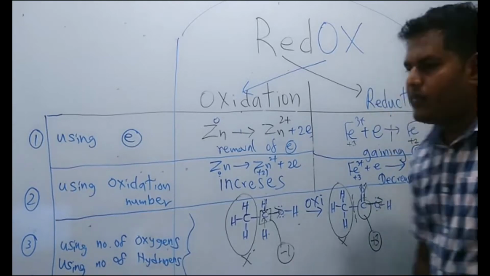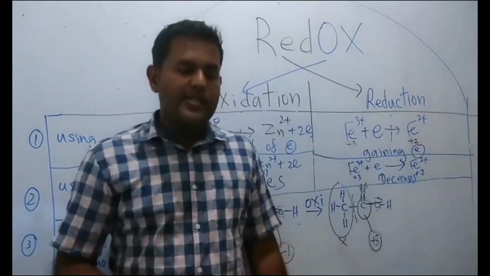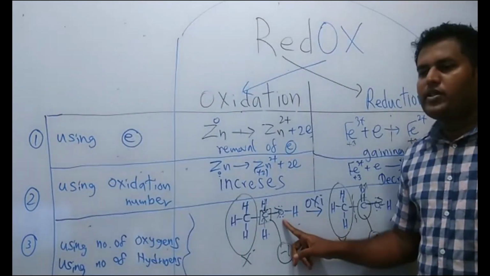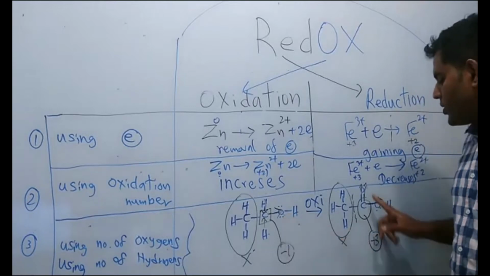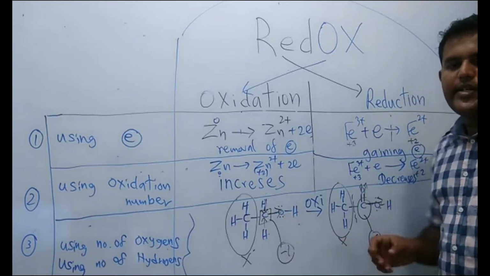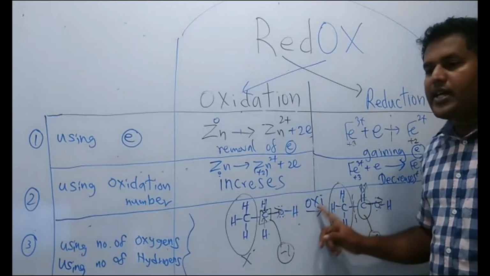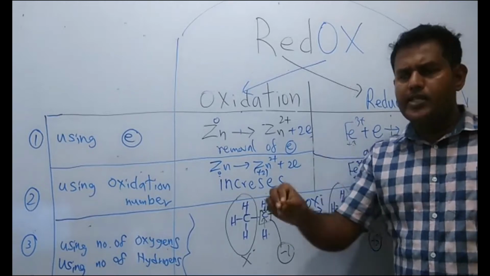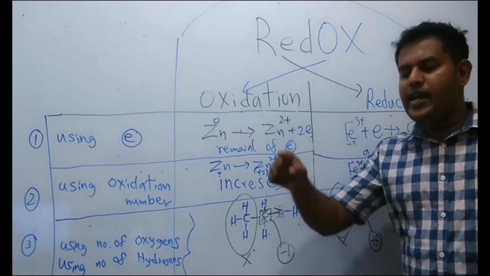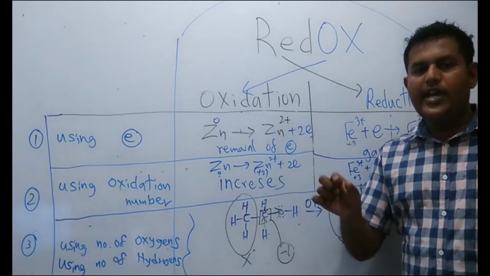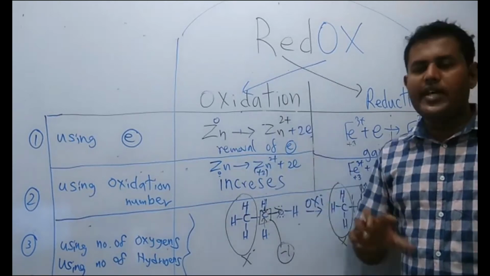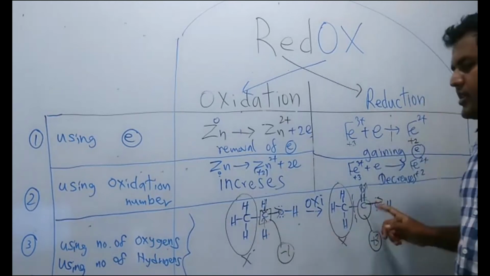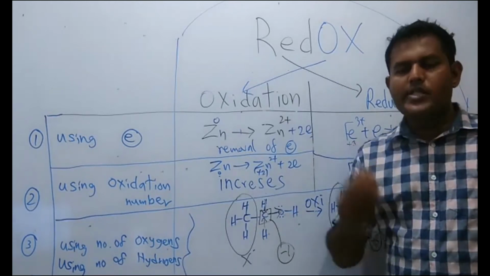Right, okay. My focus now is the number of oxygens. What will happen to the number of oxygens? Here, how many oxygens do you have? 1 oxygen. Here, how many oxygens? 2 oxygens. So when the oxidation is taking place, what will happen to the number of oxygens? Oxidation means addition of oxygen. In oxidation, the number of oxygens will increase.